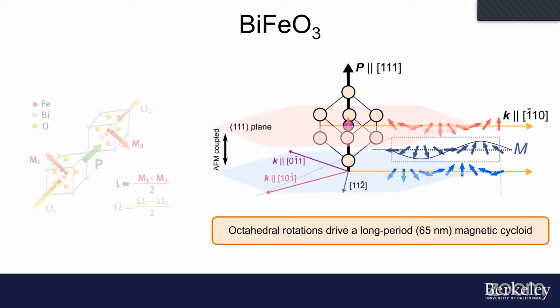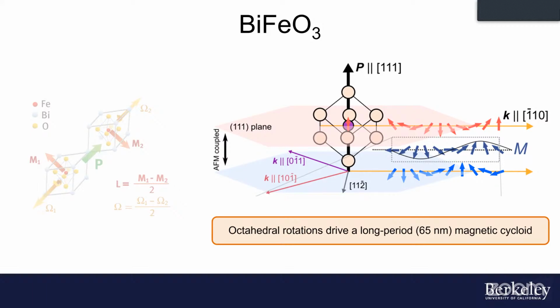In this system, because it's the 1-1-1 direction, you have threefold symmetry. And as you would expect, your cycloid can propagate along three potential directions. We have the red one, we have the purple one, and we have the yellow one. These are symmetry equivalent. And if these are the nearest neighbor ions, this direction is the second nearest neighbor ions. If it were an Ising system, these would be ferromagnetically coupled.